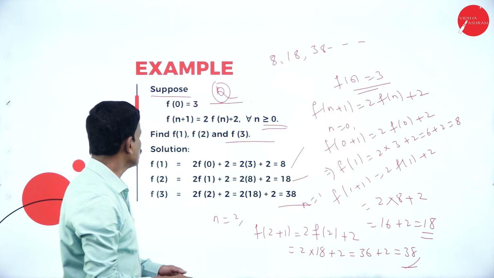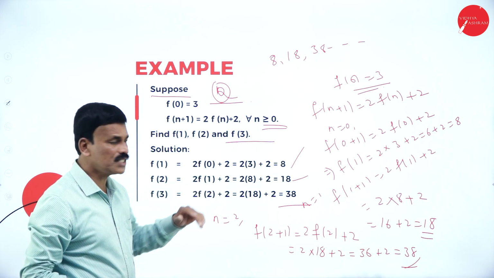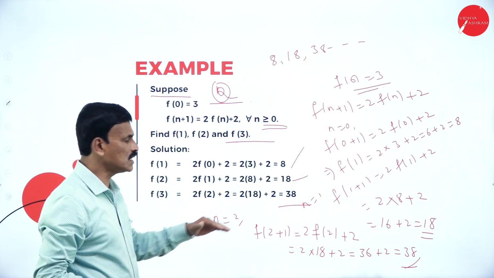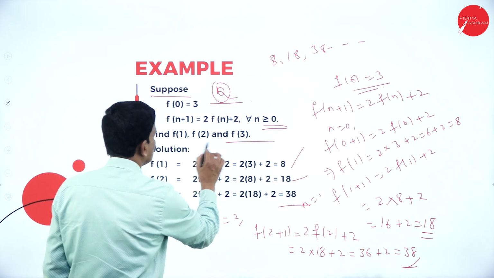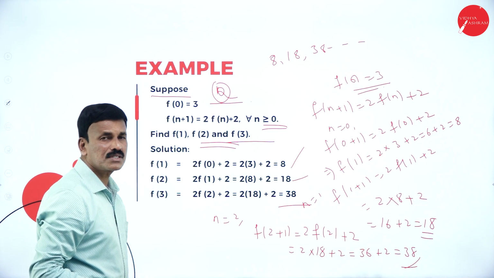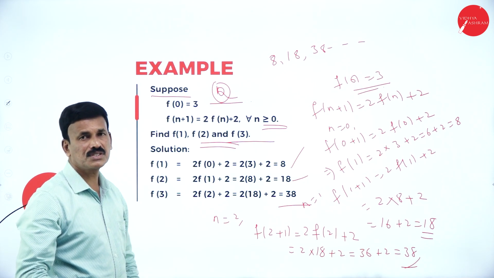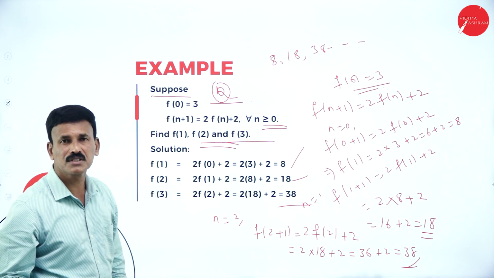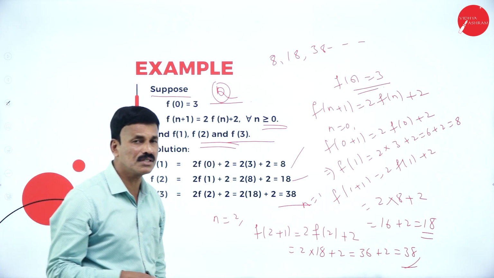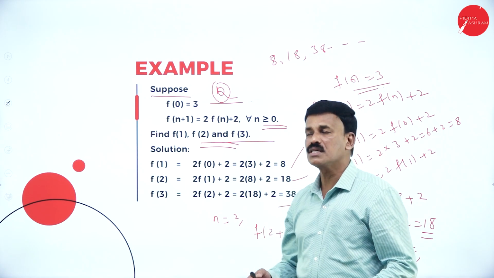So therefore, the value of f of 1 is 8 and the value of f of 2 is 18 and the value of f of 3 is equal to 38. This is how we are going to find the values using recursive definition. That's it. This is the example for a recursive relation, right? Okay, hope you got an idea regarding a recursive relation.